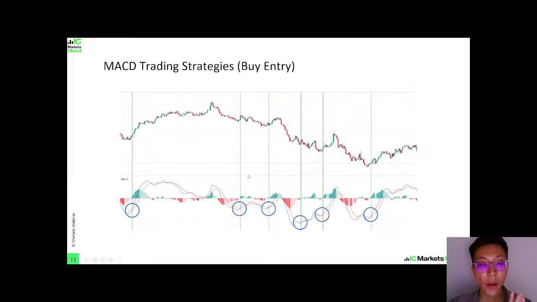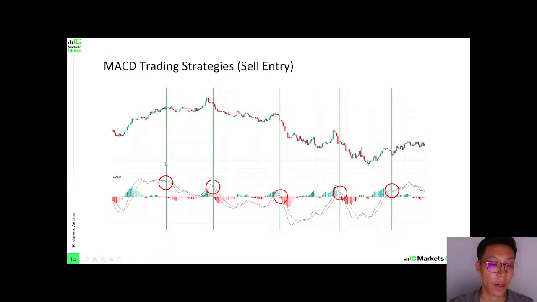But not every entry will be the best. You can see right here, even though the MACD line has crossed over the signal line, we have a weak histogram. Once we see a weak histogram, it doesn't make sense to just buy over here, because you're buying in the middle of nowhere. You can see how price goes up for a bit and then comes down afterwards. So you definitely have to use other confluences instead of just MACD itself.